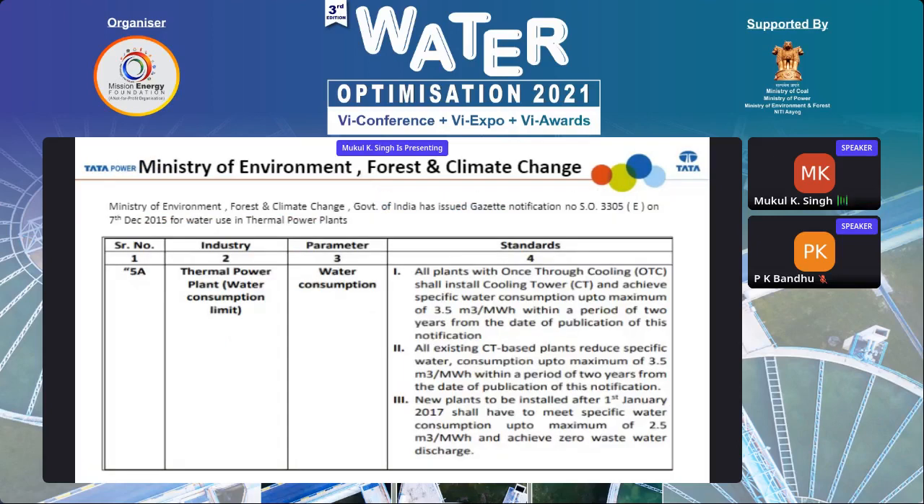Very late, our Ministry of Environment, Forest and Climate Change came with a notification which regulated the water use in thermal power plants. It also says that all plants with once-through cooling have to convert to a cooling tower based system, and 3.5 cubic meter per megawatt hour water consumption should be achieved within a period of 2 years. This notification came in 2015. For the new plants, this limit is 2.5 cubic meter per megawatt hour, and zero liquid discharge is also to be achieved. These are the findings. The notification came in 2015.